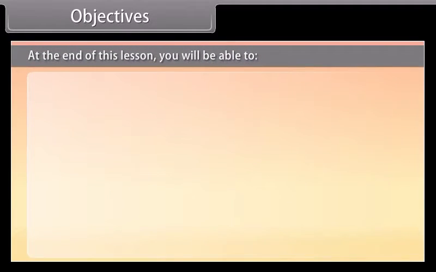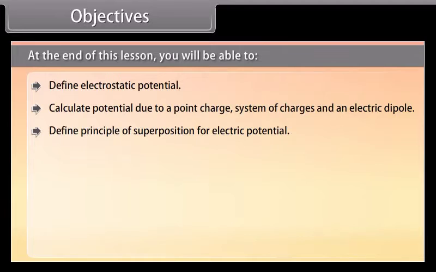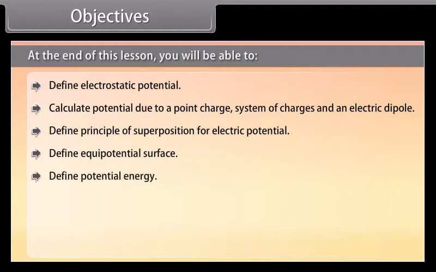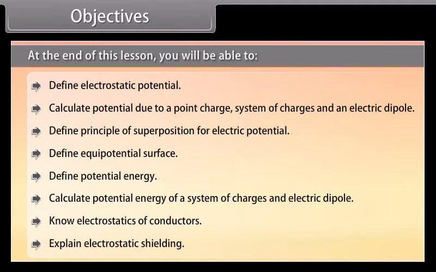Objectives. At the end of this lesson, you'll be able to define electrostatic potential, calculate potential due to a point charge, system of charges, and an electric dipole. Define principle of superposition for electric potential. Define equipotential surface. Define potential energy. Calculate potential energy of a system of charges and electrical dipole. Know electrostatics of conductors. Explain electrostatic shielding.